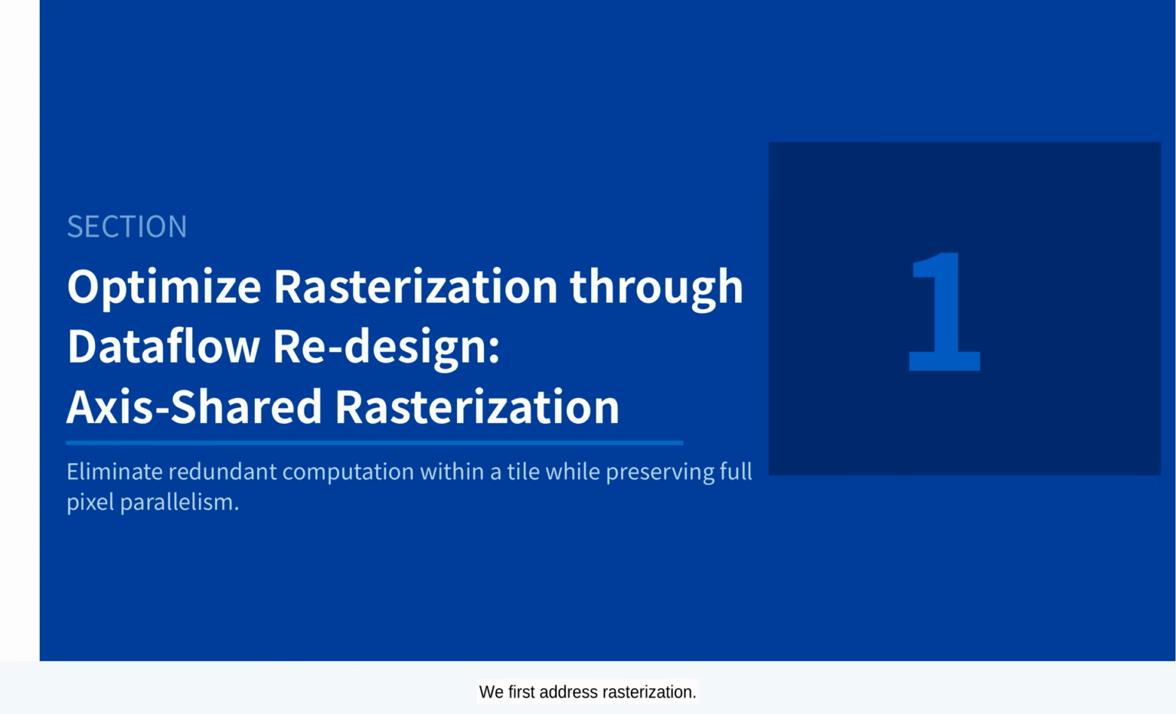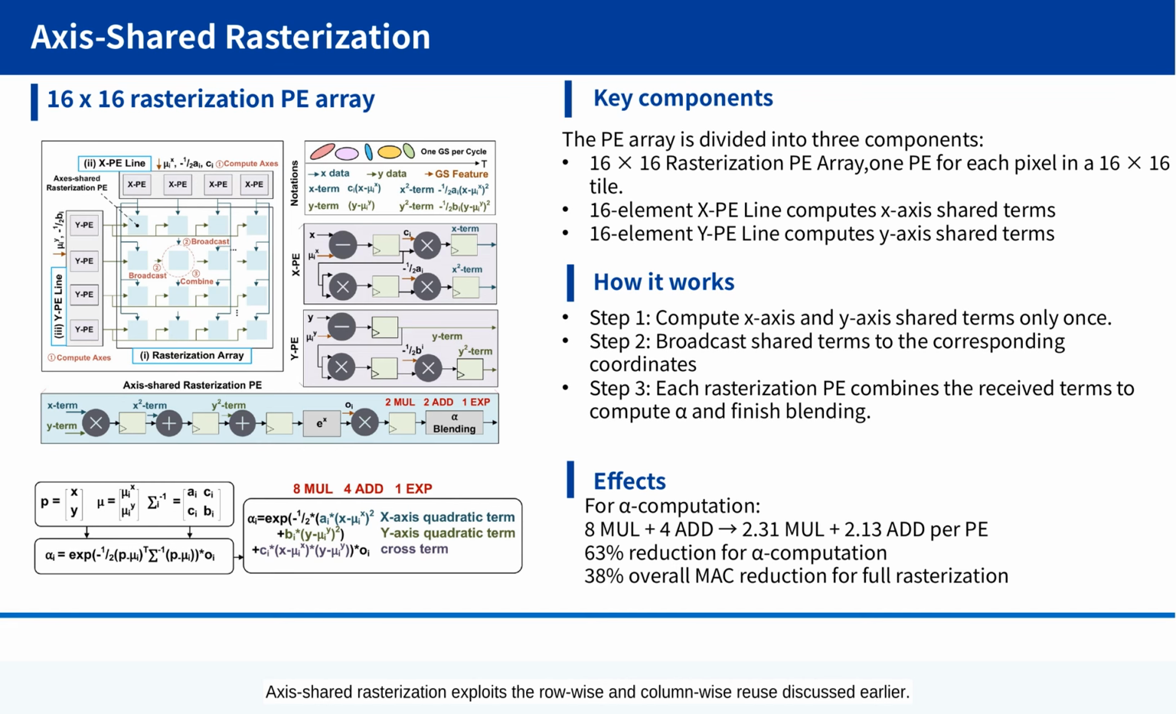We first address rasterization. The objective is to eliminate redundant computation inside a tile while preserving full pixel-level parallelism. Axis-Shared Rasterization exploits the row-wise and column-wise reuse discussed earlier. The design keeps a 16 by 16 rasterization PE array, so each pixel in a 16 by 16 tile still has a dedicated PE and pixel-level parallelism is preserved.